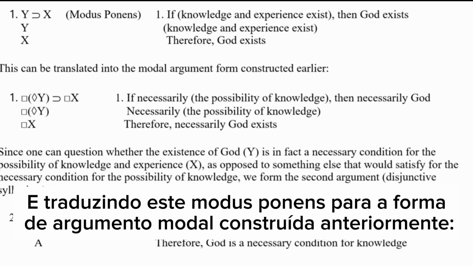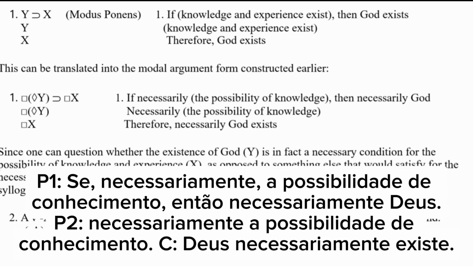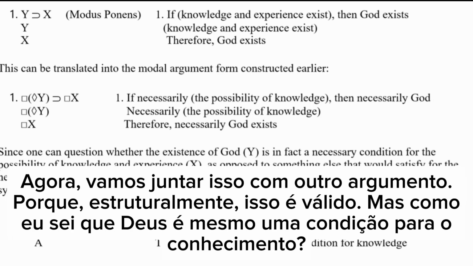Let me translate my modus ponens and give it modal strength. If necessarily the possibility of knowledge, then necessarily God. Necessarily the possibility of knowledge. Therefore, necessarily God exists. Okay, so let's couple this with another argument, because you're going to want an argument in a form that seems valid and sound.